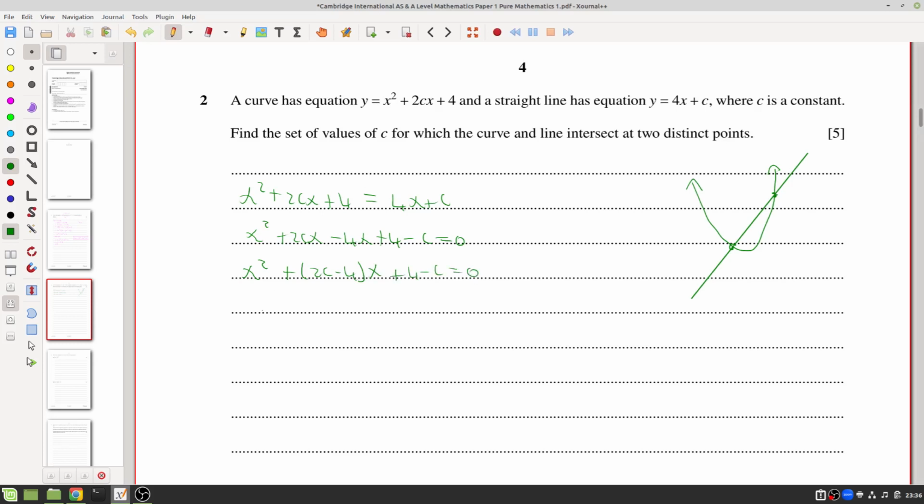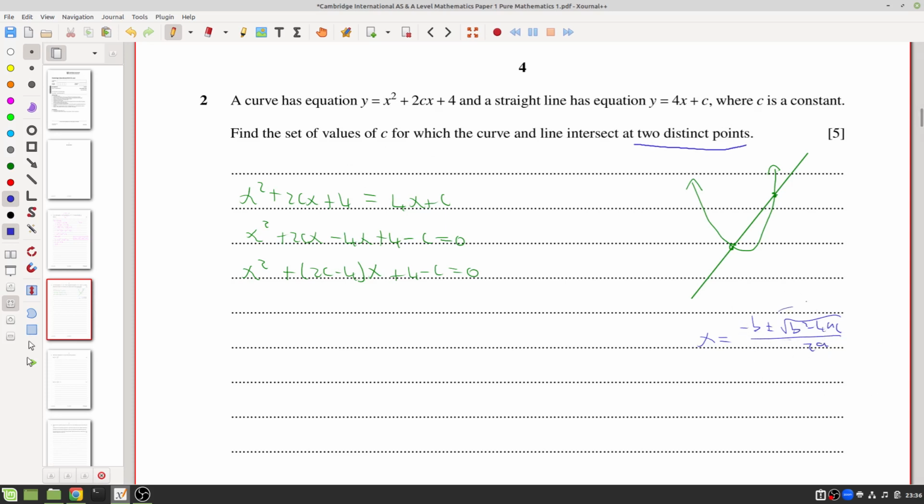Okay, so how would we usually solve this? Well, we would usually plug this into our quadratic formula, which is this one: negative b plus or minus the square root of b squared minus 4ac, over 2a. That would give us the points of intersection. But now we want the place where there are 2 distinct points of intersection. So what can we look at in order to get 2 distinct points?